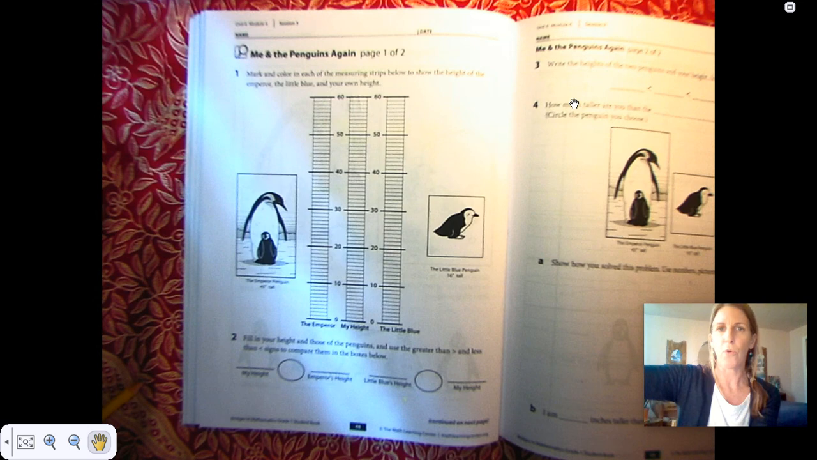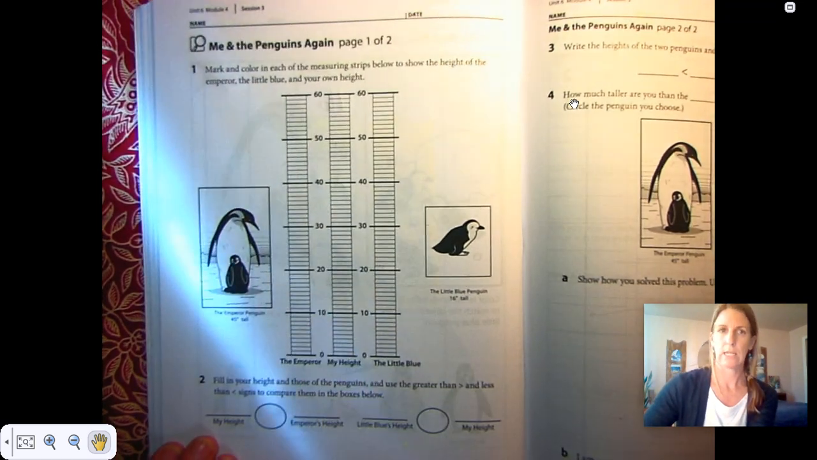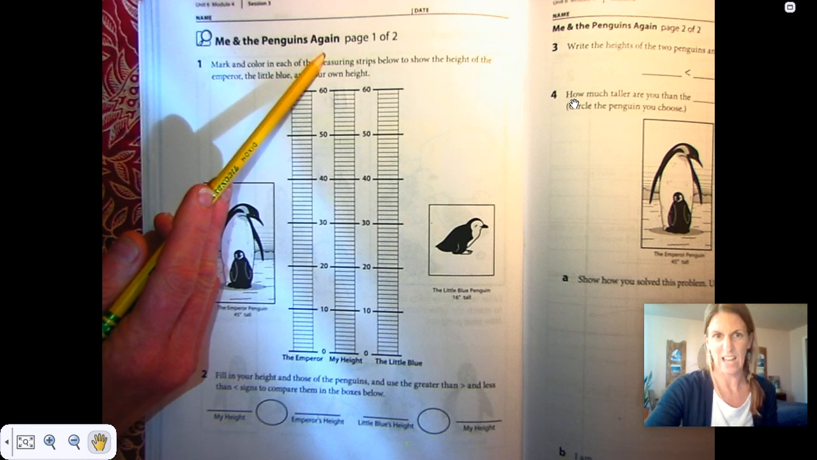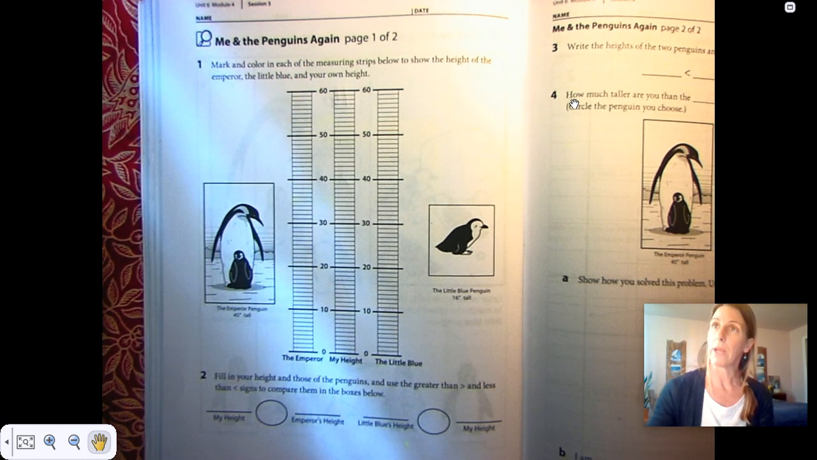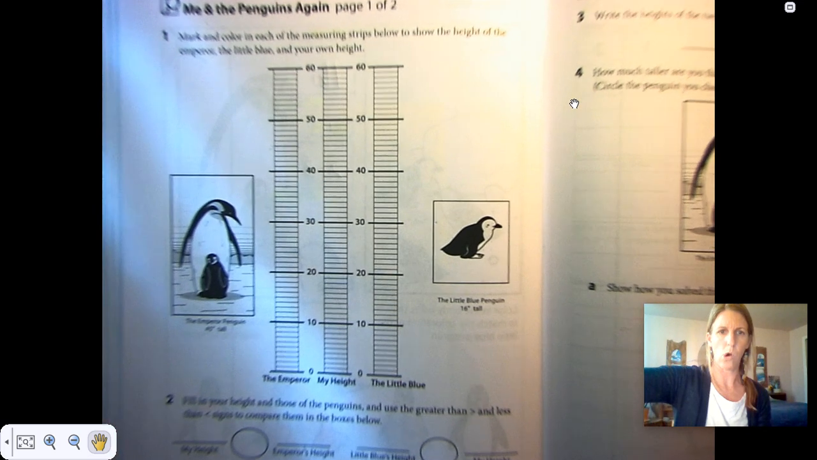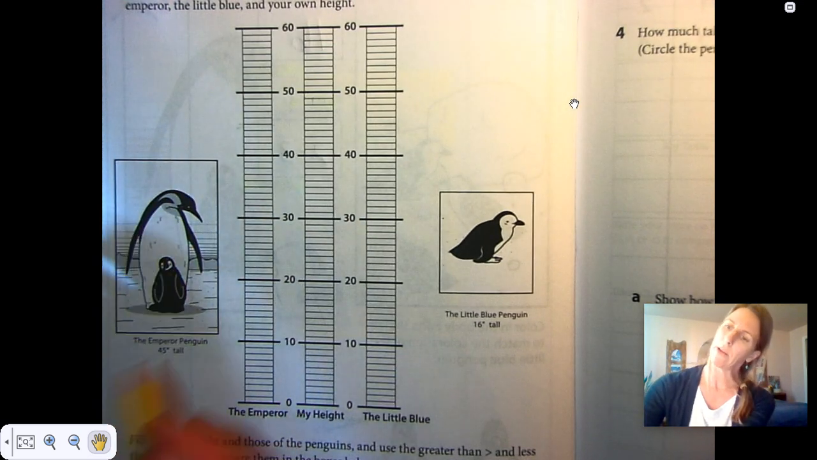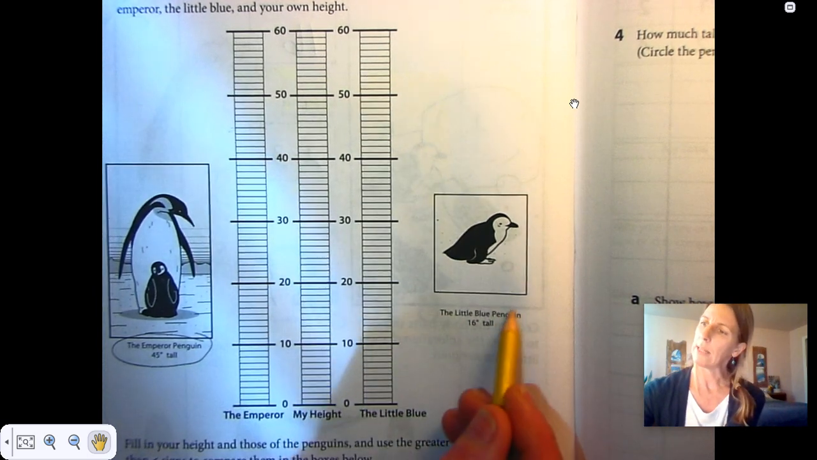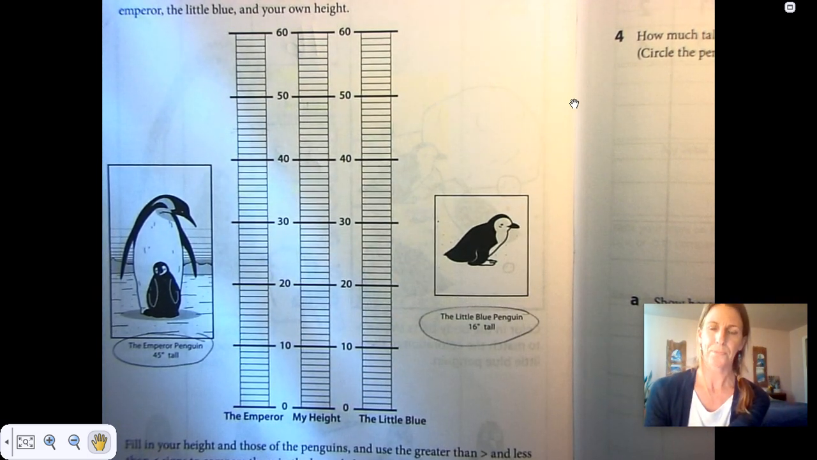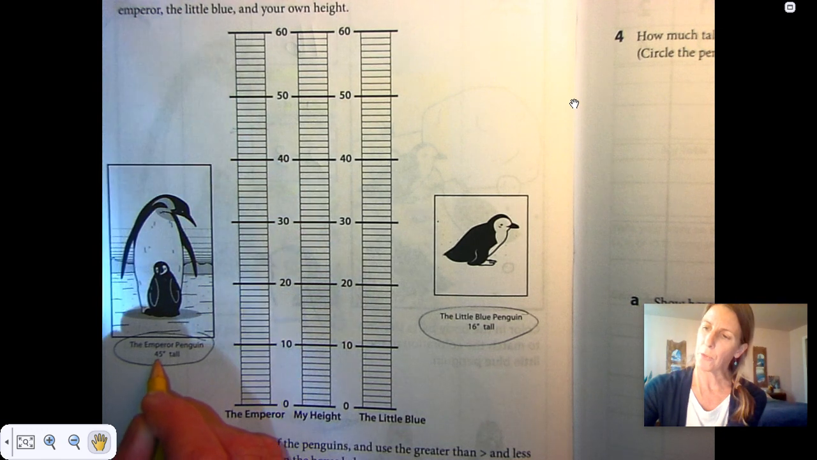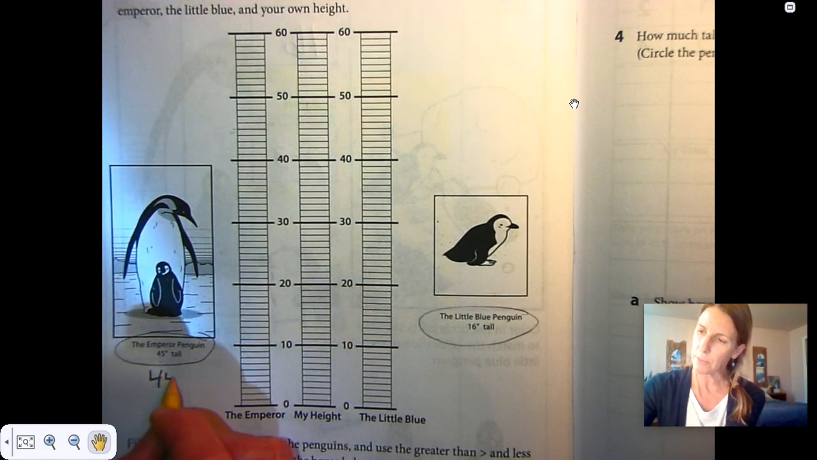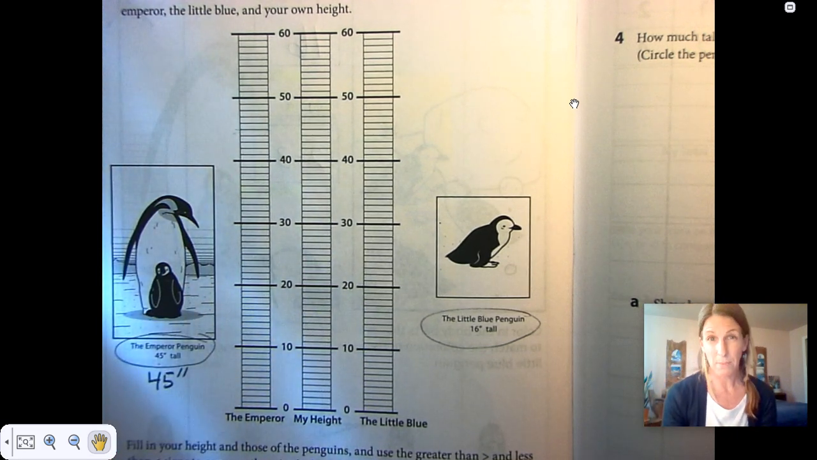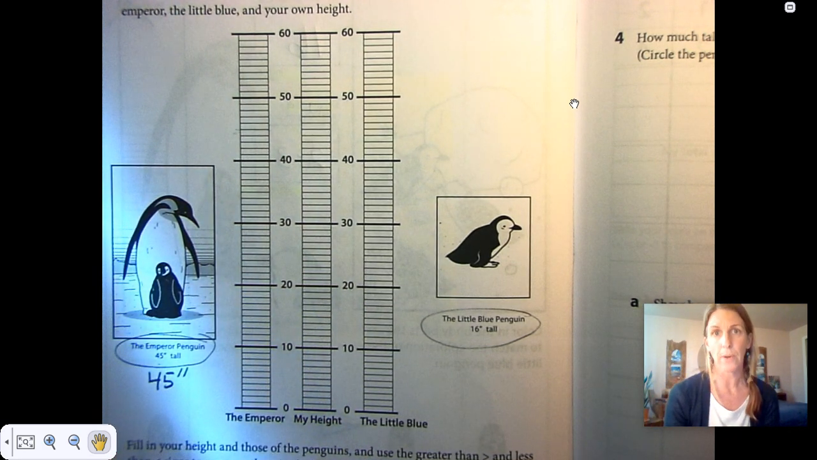It's page 48, and it's me and the penguins again, because we did this last week. But this time, we are comparing ourselves. Let me scroll way in. We're comparing ourselves to the emperor penguin and the little blue penguin. And you can see that they wrote 45 right here. I'm going to make it bigger. And then they put this little symbol next to it. That means inches. That's another way to write inches.